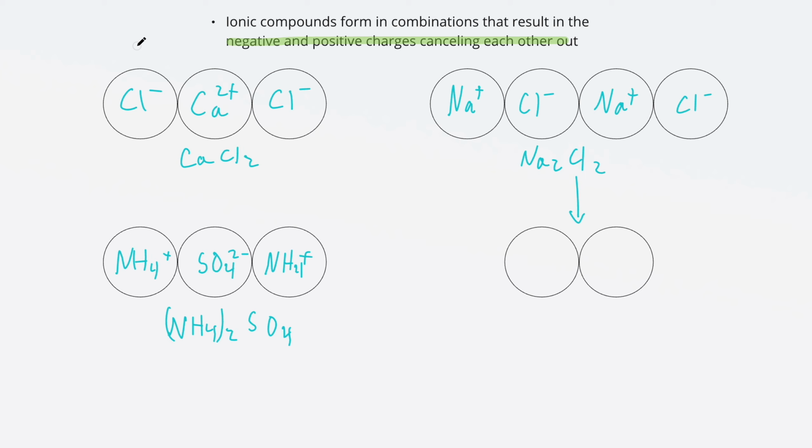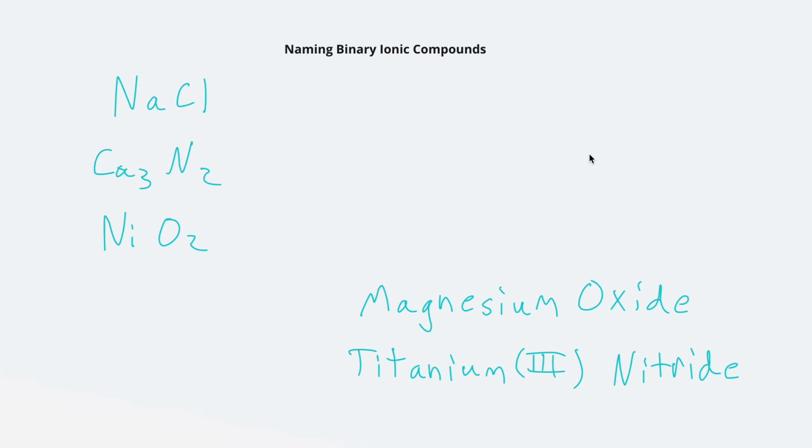So we want to make sure that we simplify it to where it's in the lowest proportion possible. So this one would just be Na+ and Cl- for 1 each. So just NaCl. The last thing we'll talk about is naming ionic compounds. And the first type of naming is for binary ionic compounds. A binary ionic compound is when you just have 2 elements in the compound.